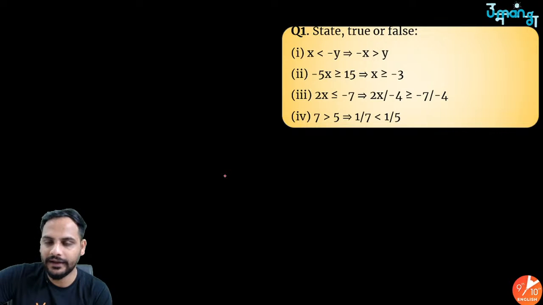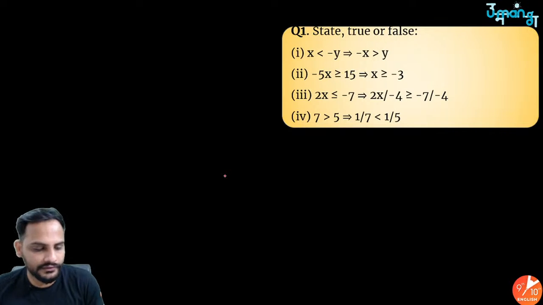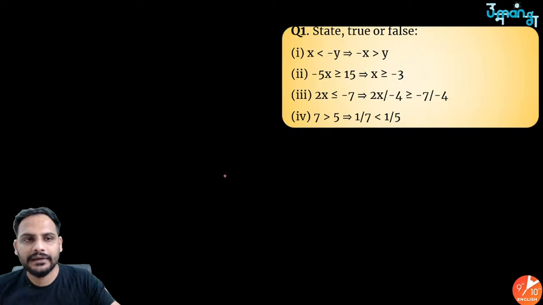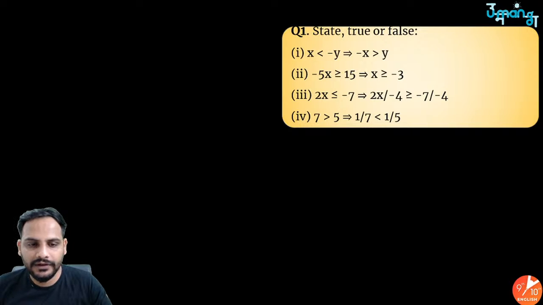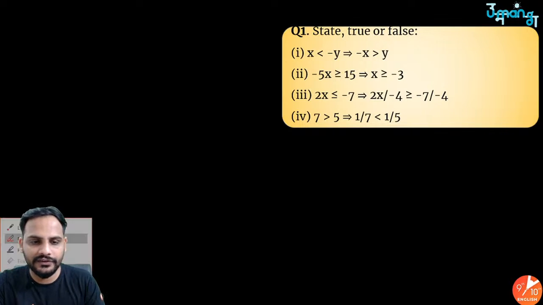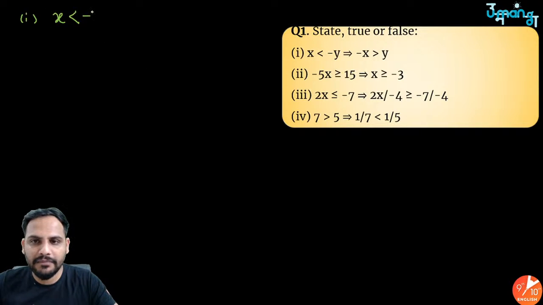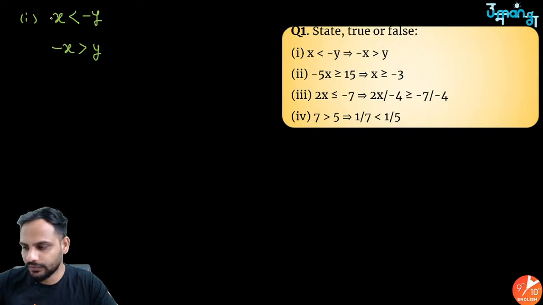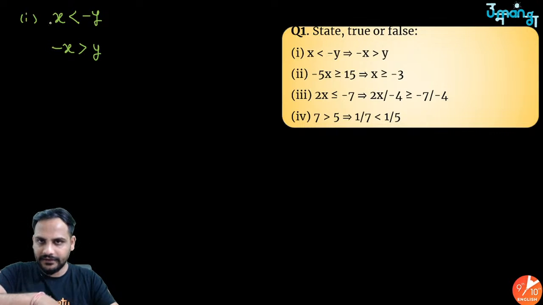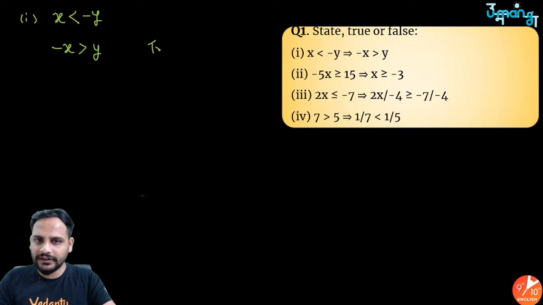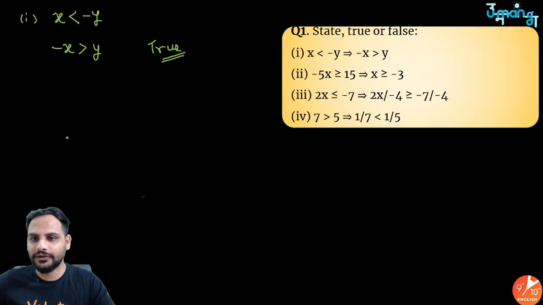Okay, first question you have is state true or false. What is the first part? By first part, what is it saying? First one, is it true or false? Let me know. Let's see. It is saying x is less than minus y. So can I say that minus x is greater than y? Now look, here if I shift this negative sign over there, when I shift the negative sign, the sign will reverse. It is true. Very good.